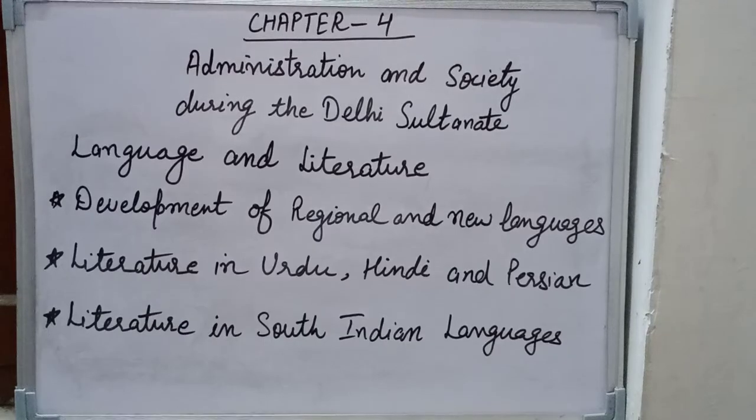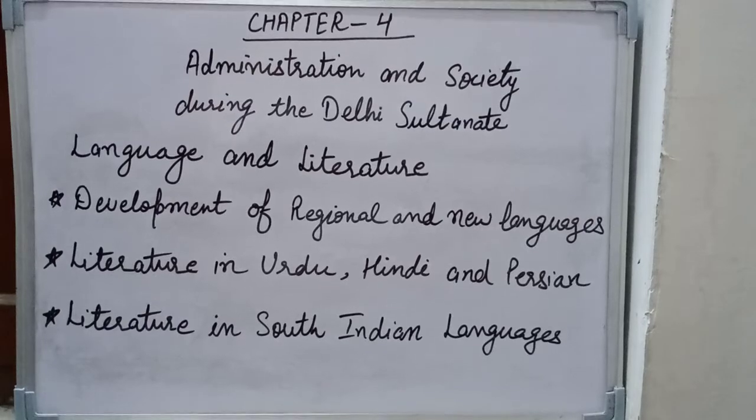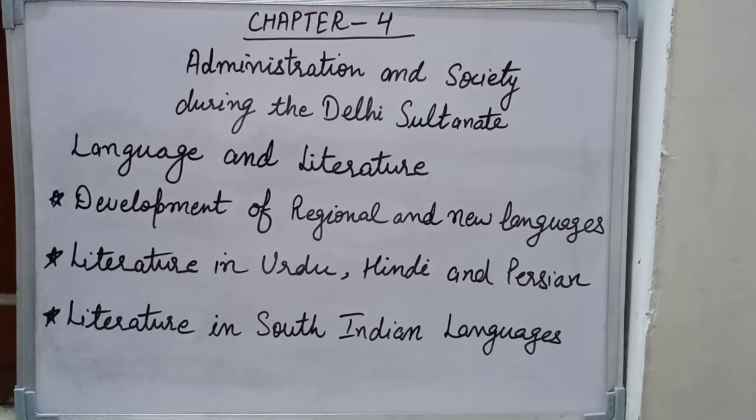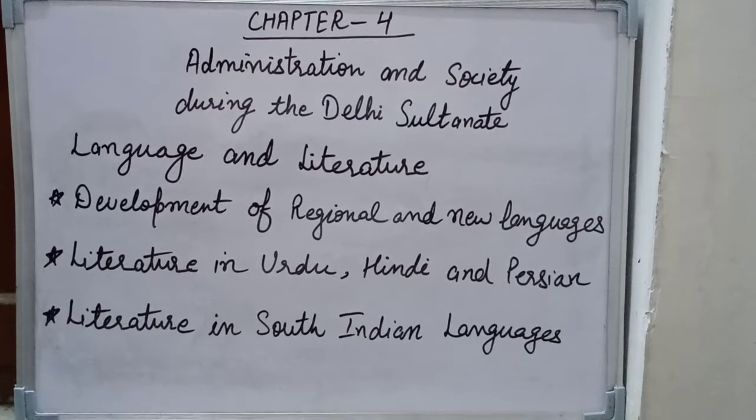Next is language and literature. First one is the development of regional and new languages. As the Bhakti movement spread all across India, Bhakti saints used regional languages to spread their message. Surdas and Tulsidas used the Brij and Avadhi forms of Hindi to teach. Guru Nanak Dev Ji, the first Sikh Guru, was also a popular Bhakti saint. He also used Hindi and Punjabi for his teachings. Ramanuja used Tamil. Dhyaneshwar, a Bhakti saint from Maharashtra, used Marathi, and Chaitanya Mahaprabhu used Bangla.